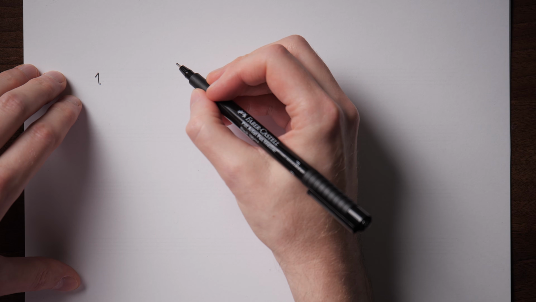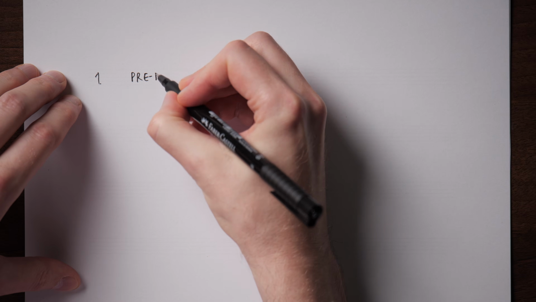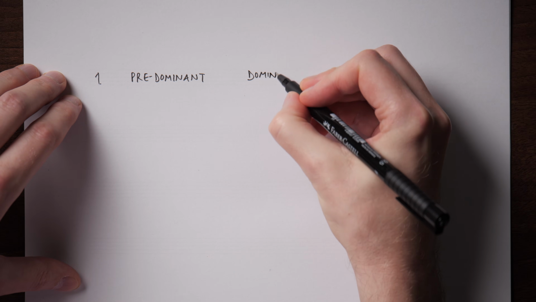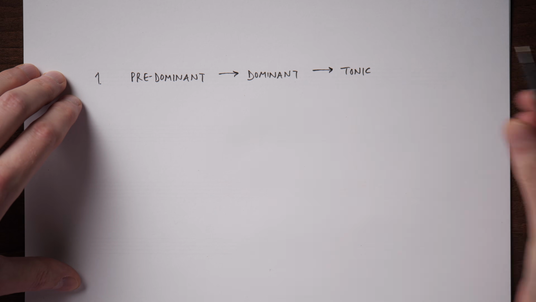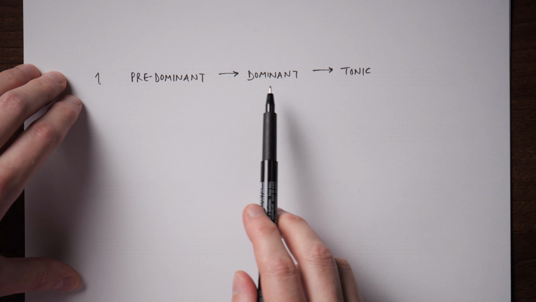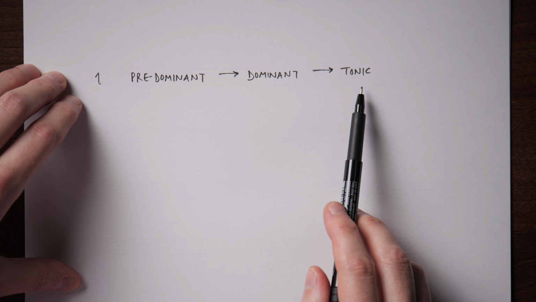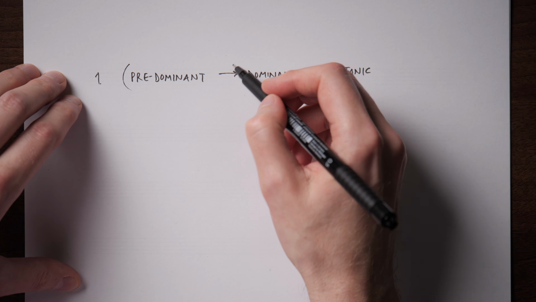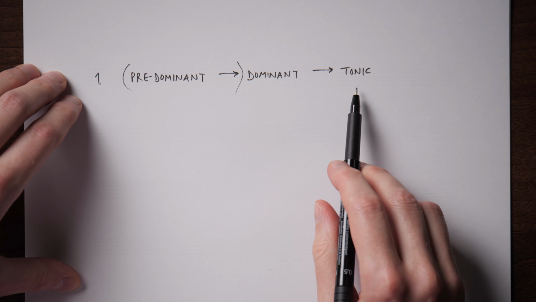One type of progression is the predominant dominant tonic type of progression, which we'll look at first. And it's a predominant chord followed by a dominant one followed by a tonic one, or possibly just a dominant one followed by a tonic one.